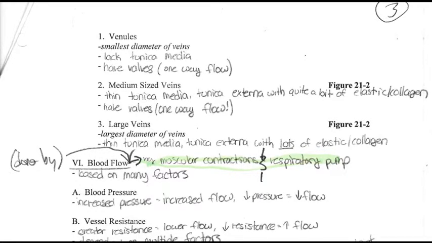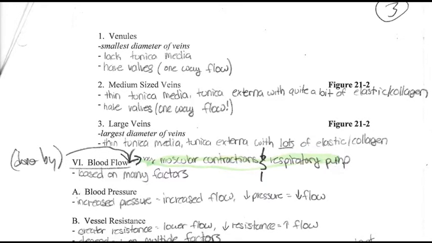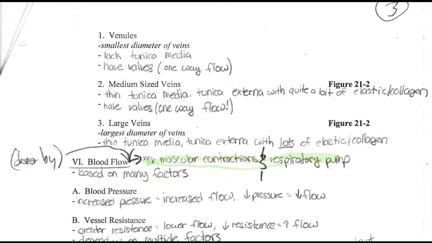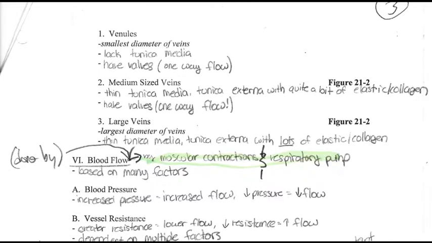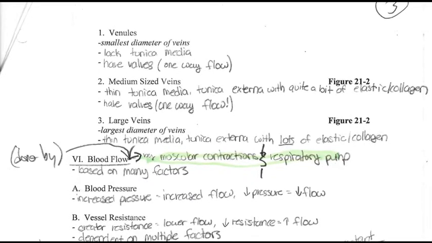Venules. Venules are the smallest diameter of veins. Venules lack a tunica media. They have valves to permit only a one-way flow.